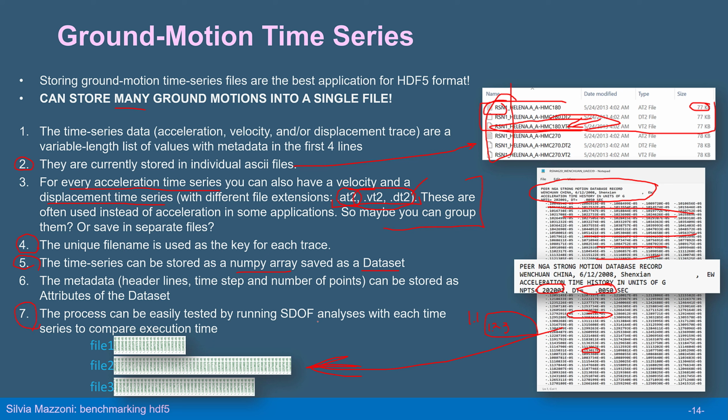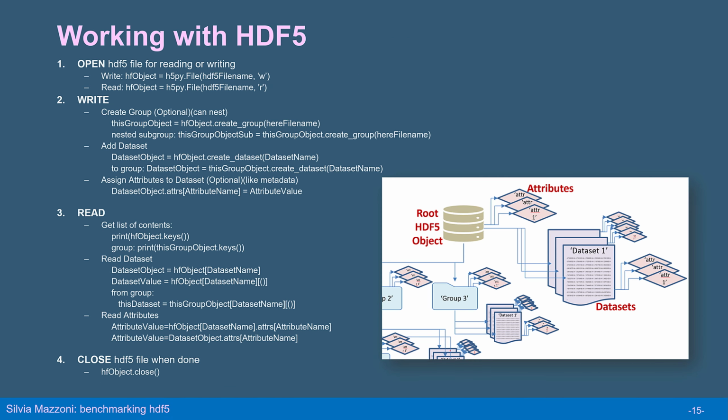And what I'm going to do in this benchmarking is make sure you test. All I'm doing is a single degree of freedom analysis for each time series, and I compare the execution time and the results to make sure that I'm getting the same results out of the benchmarking. Always do that. Test your benchmarking data. And so that's what I'm going to be going through. There are very simple basic steps that you do when you're working with an HDF5 file. Very, very simple. You don't even do all of them. You always have to open the file, whether you write or you read to it.